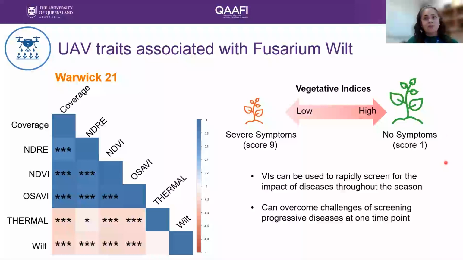It also means we can look at a lot more variation within the plot instead of just a 1 to 9. Often with disease screening, they capture a measurement at 1 or 2 time points. But because you can screen a large area really quickly, researchers and breeders can start screening across the entire season. For a disease like Fusarium wilt, it might look like a plant is fine at 29 days after sowing, but at 50 days, it might be completely dead and impacted. So it's really important to understand how progressive the disease is.